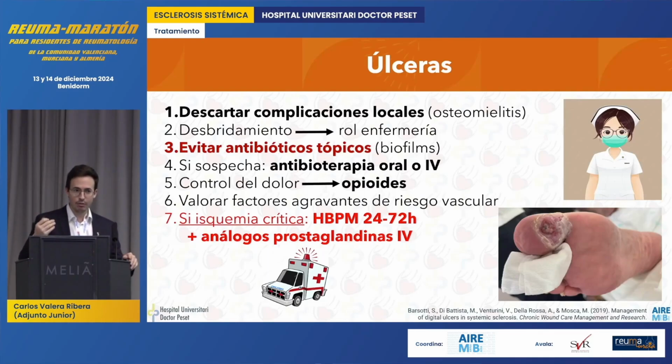Because the goal isn't just for them to be pain-free when touched, but for them to have no pain at rest. Pain is a powerful vasoconstrictor, so we have to be controlling and aggressively targeting the pain. Obviously, consider aggravating factors for vascular risk, and then in cases of critical ischemia, if the patient is admitted, it's an emergency. Start heparin and intravenous prostaglandin analogs.